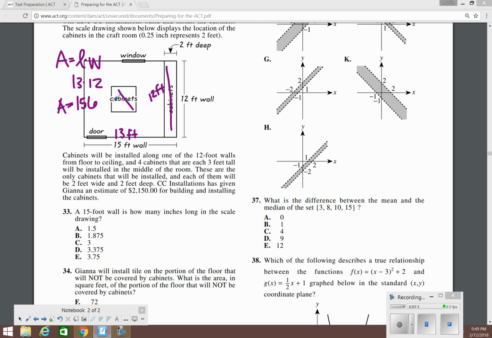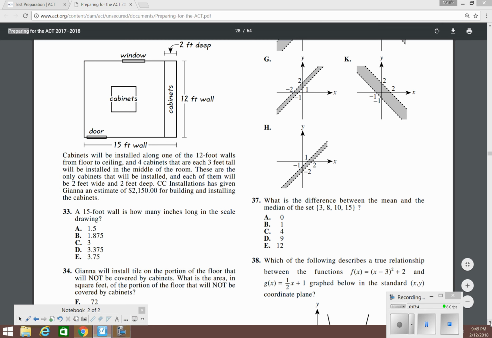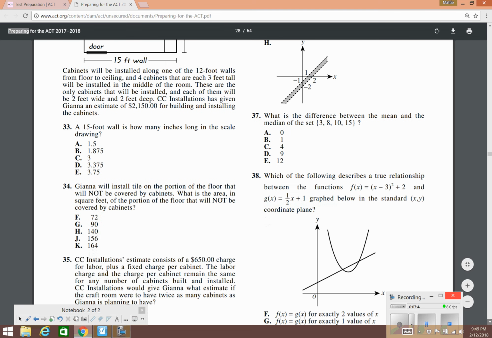It says that it's going to be 4 cabinets, so I'm going to divide this into fourths. And each of them will be 3 feet tall. That doesn't really matter to me. But they will be 2 feet wide and 2 feet deep, which means that the cabinets as a whole will take up a 4 by 4 square. So the area of that section of cabinets is 4 times 4, or 16. So I need to take off 16 from my 156. So 156, take off 16, leaves me with 140 feet squared. If I look at my options, that's that very middle one. H, 140, is the portion of the floor that will not be covered by the cabinets. So H for number 34.